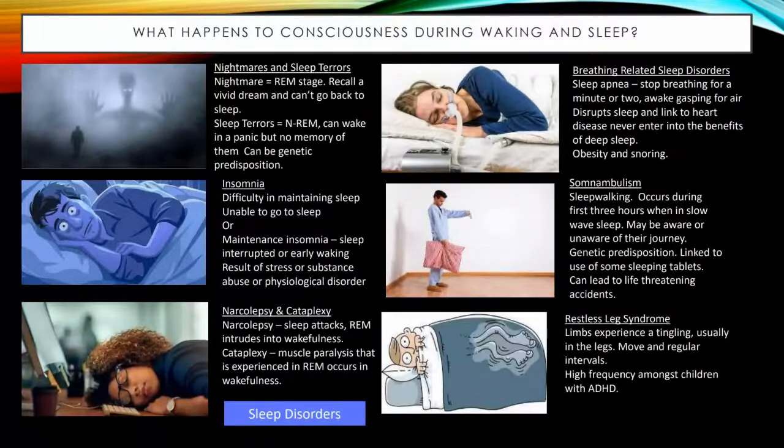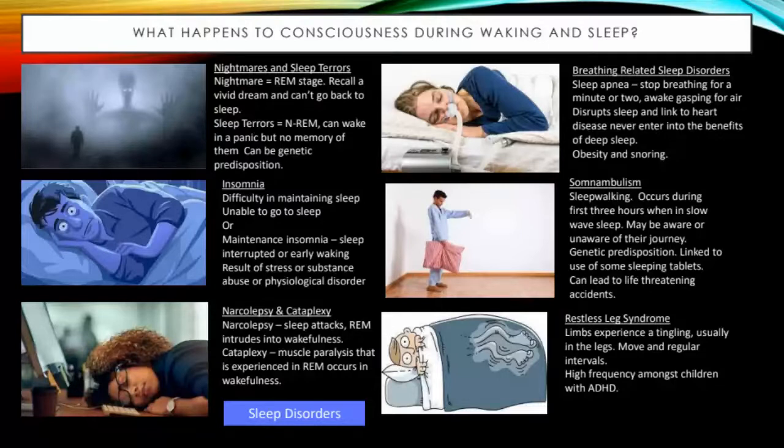So, okay, somnambulism is sleepwalking. Okay, that's like we've got insomnia, now we have somnambulism, which is sleepwalking that generally occurs during the first 3 hours when we're in that slow wave sleep. So remember we looked at stage 2, 3, and 4. It's where our body is now relaxed and we're going into our deep sleep, and that's where sleepwalking can happen. And when people sleepwalk, some people might be aware, but others are completely unaware that they're sleepwalking.